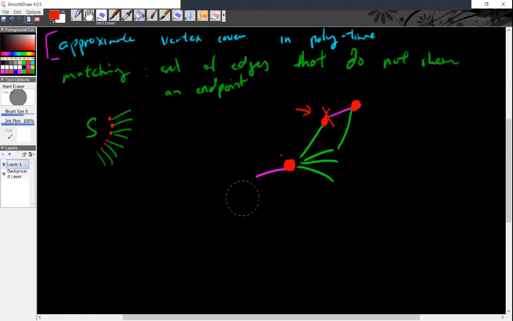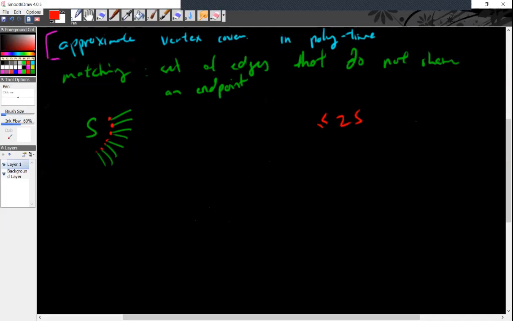Okay, so we know it's a cover at least. What that tells us, and remember the size of our proposed cover right now is 2 times the size of S, right? So we know this. We know 2|S| is at least |C|.